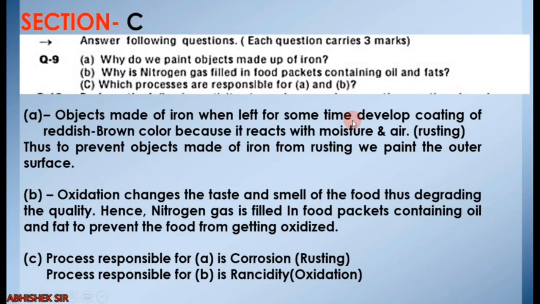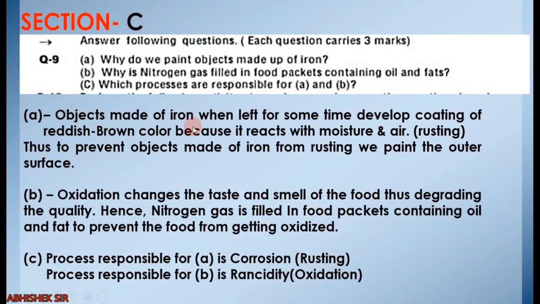So question number 9 is answer the following. We have 3 questions. Why do we paint objects made up of iron? That is the first one. Why is nitrogen gas filled in food packets containing oil and fat? That is the second one. And which processes are responsible for A and B? So let us start answering one by one.